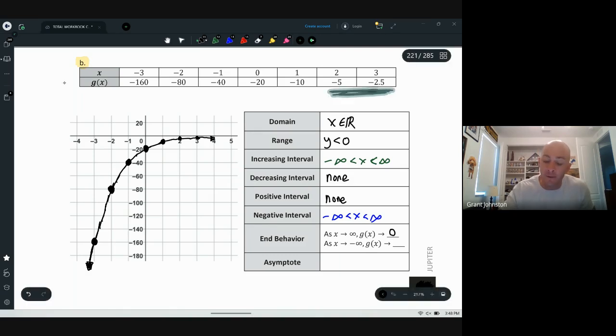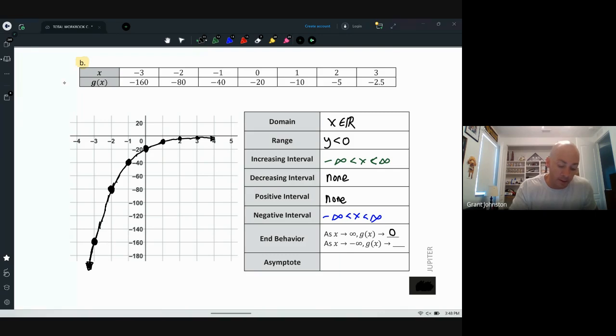But as x goes to -infinity, it's going to keep on going down here, right? It's going to keep going to -infinity. The g of x will go down to -infinity. Asymptote, same thing as the last one. Look, it's never going to touch this x-axis. So again, the equation for the line of the x-axis is y equals 0. So hopefully that clicked a little bit more than the first one. Let me show you another one.